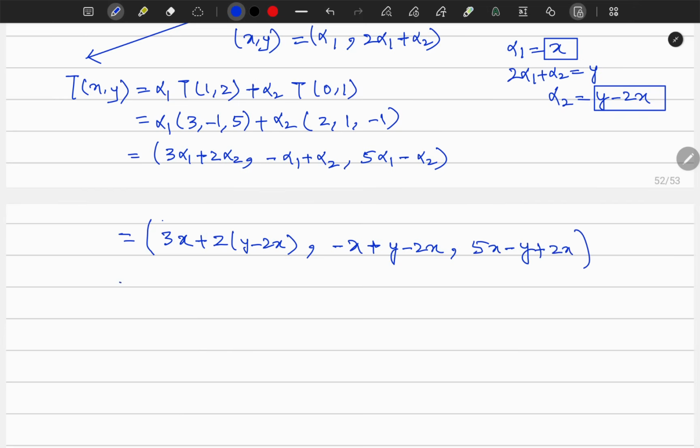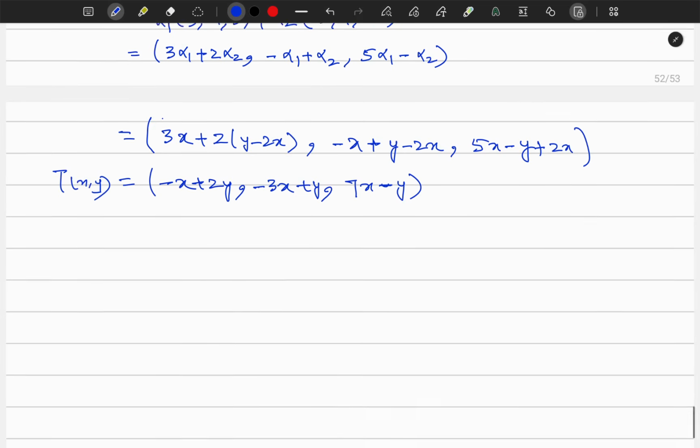Okay, so when you solve it, it will be 3x minus 4x, that is minus x plus 2y. This will be minus 3x plus y, and this will be 5x plus 2x, that is 7x minus y. So this is the T of (x, y), the linear transformation you are given. This is the way you can do it.